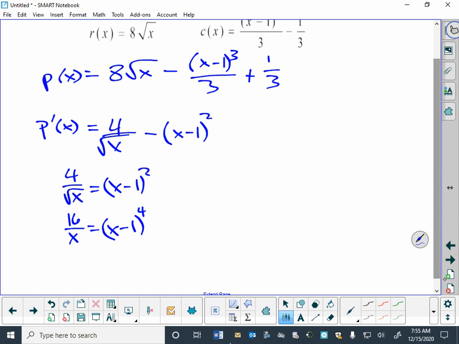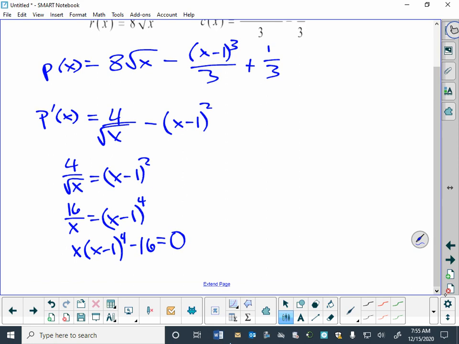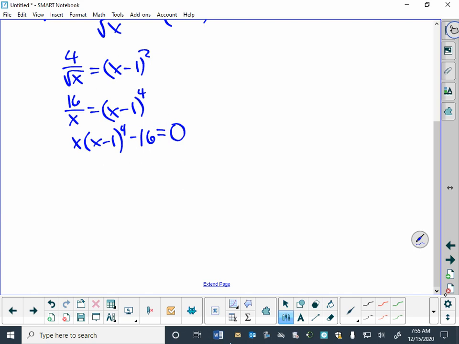So it looks like I'm going to have an equation that looks like x times (x minus 1) to the 4th power. I multiply that over there, minus 16 is equal to 0. Going to be some work definitely to do on that one. I think that's probably a large enough polynomial that I'm going to go to my graphing calculator and take a look at what the graph of that looks like.